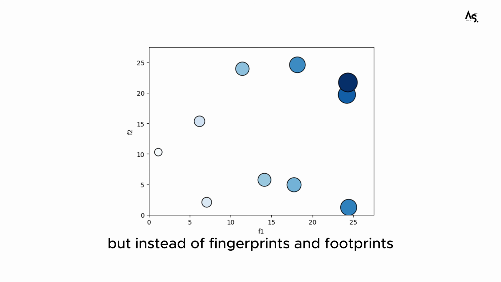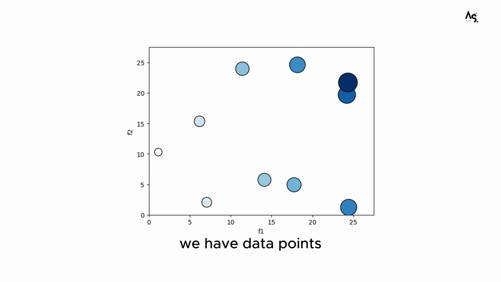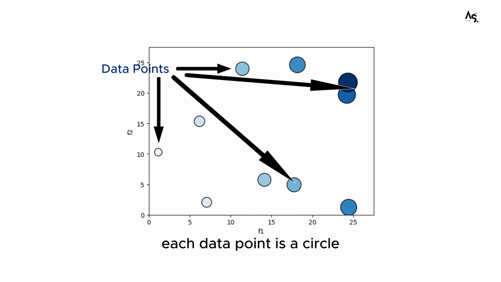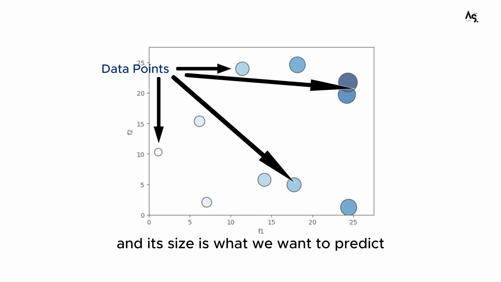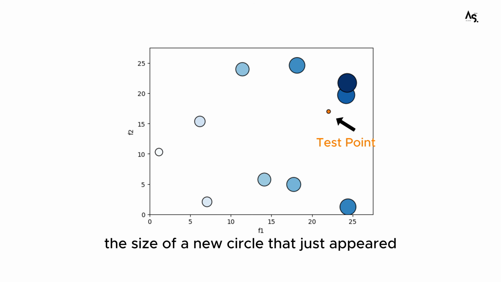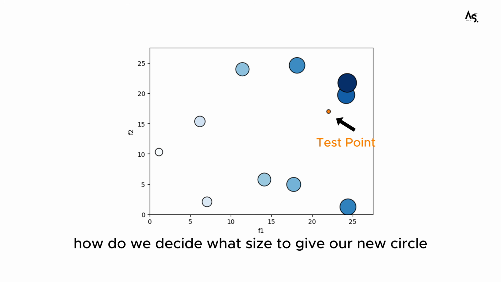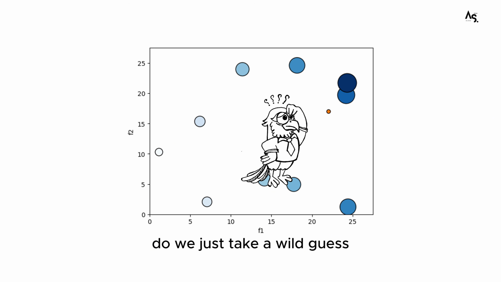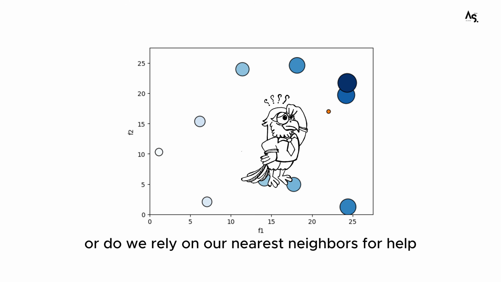But instead of fingerprints and footprints, we have data points. Each data point is a circle, and its size is what we want to predict. But we don't know the size of a new circle that just appeared. How do we decide what size to give our new circle? Do we just take a wild guess, or do we rely on our nearest neighbors for help?